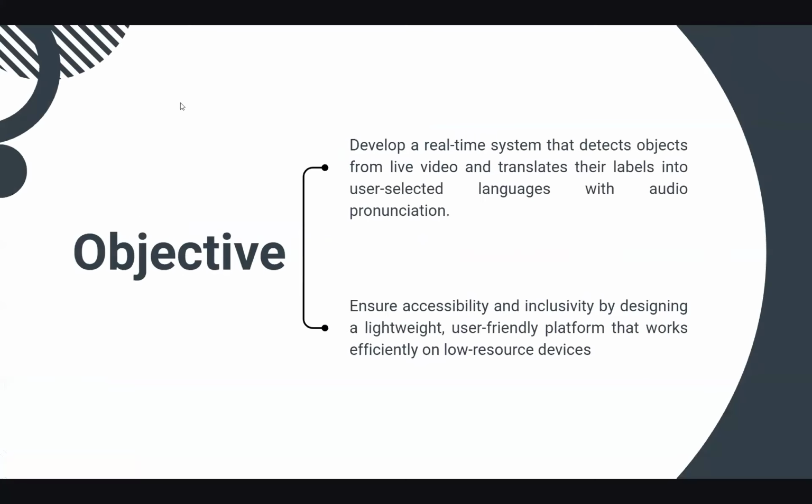So our objective is to design a system that detects objects from live video and translates their labels into user selected languages. We have to provide multiple languages which can expand the scope of this project. Ensure that our project is accessible and inclusive, so that anyone with any sort of device can use it.